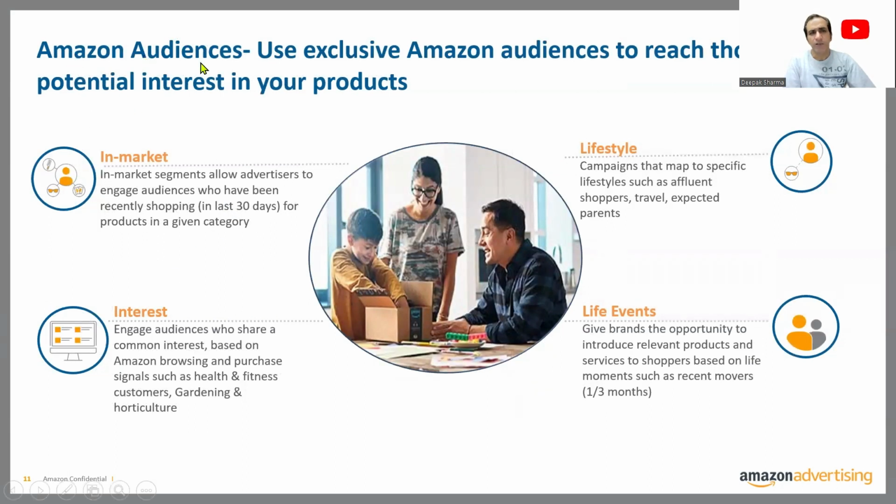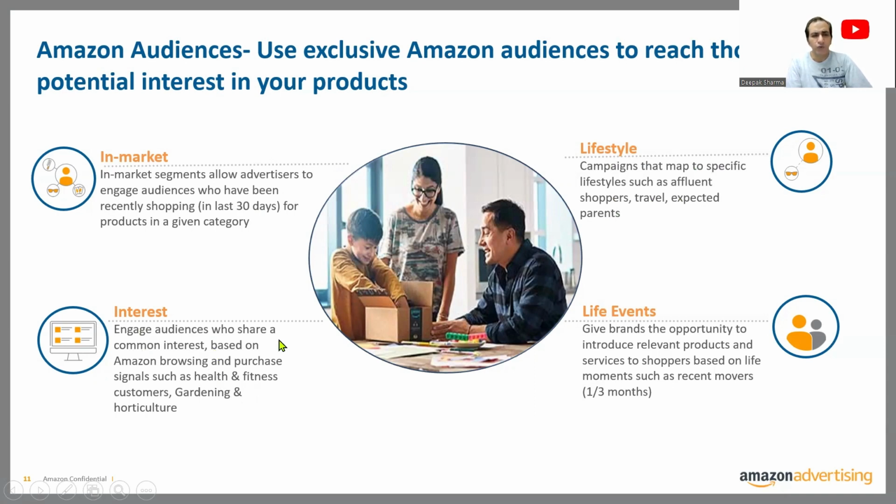Then you can reach Amazon audiences. You can use exclusive Amazon audiences to reach those who have a potential interest in your products. These are in-market audiences, interest-based audiences, lifestyle audiences, and live event audiences. So, in-market segments allow advertisers to engage audiences who have been recently shopping for products in the given category, say in the last 30 days. Then lifestyle targeting has campaigns that map to specific lifestyles, such as affluent shoppers, travelers, expectant parents.